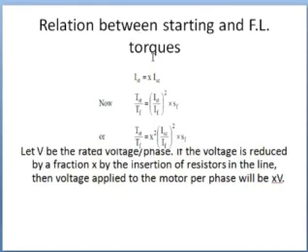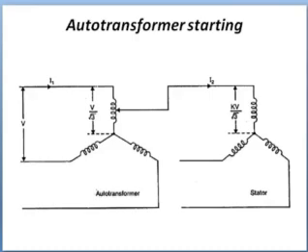So using this stator resistance starting, we can see that the starting current is reduced to x times that of the direct online starting, and the starting torque will be x square times the direct online starting torque. Okay, we have to remember x will vary between 0 and 1. Now the third method is auto transformer starting.